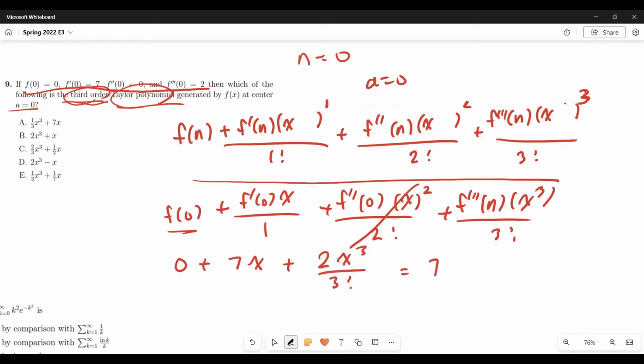This is the same as 7x plus 2x cubed over 3 times 2 times 1. The 2 cancels out. So this is 7x plus x cubed over 3. So that's the same as A. So the answer is A.